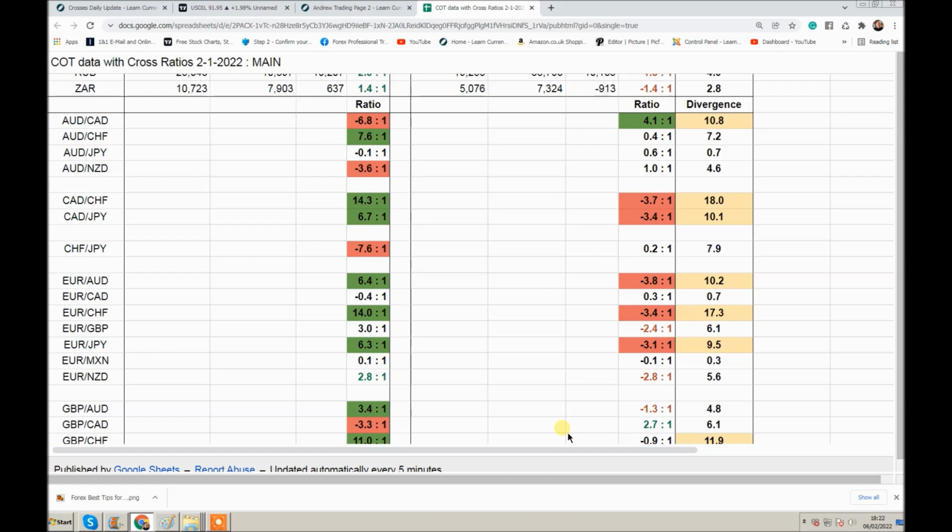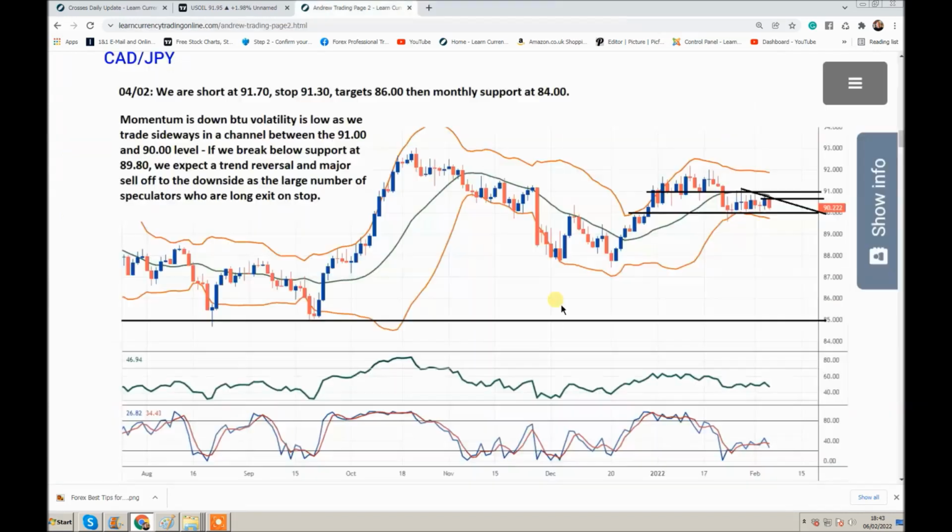Okay, so yeah, COT net traders positions show the commercials are bearish in the crosses. Right, CAD JPY. Now, if you look at the JPY generally, in terms of COT net traders positions, the commercials are pretty long or heavily long of the JPY in most pairs. Okay, the JPY is extremely oversold.